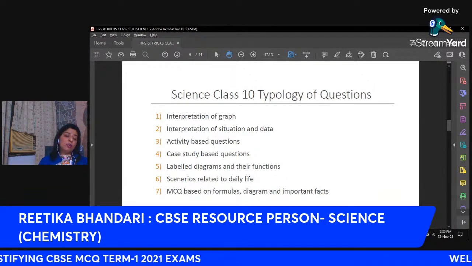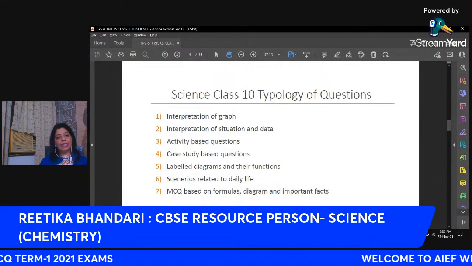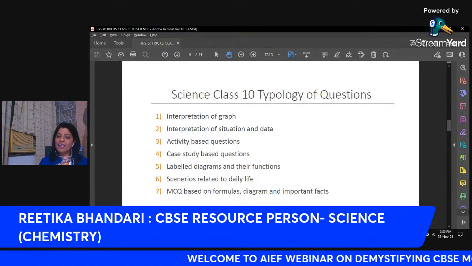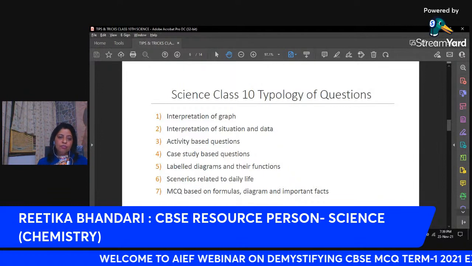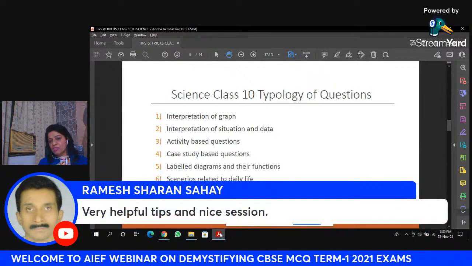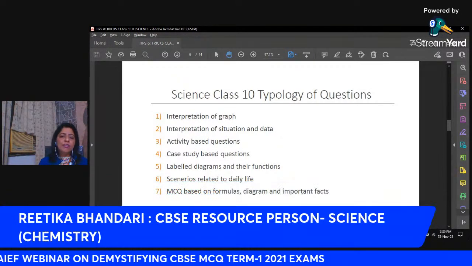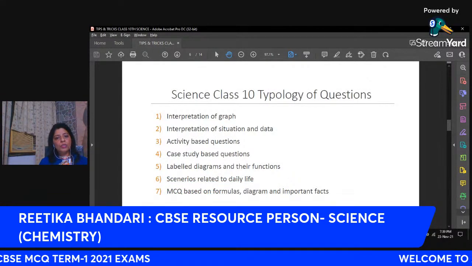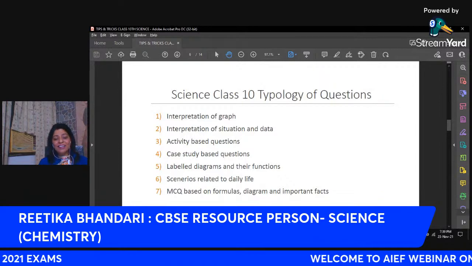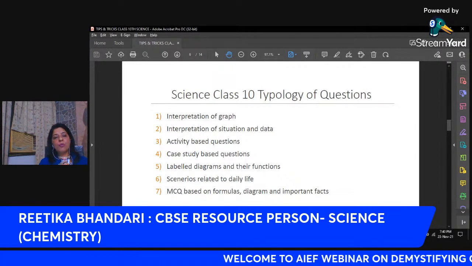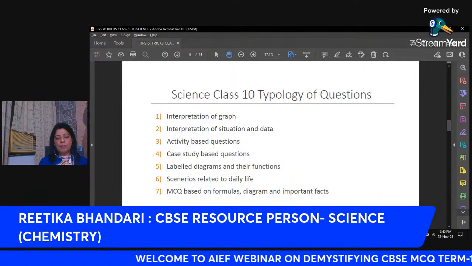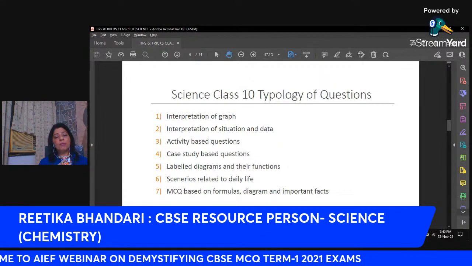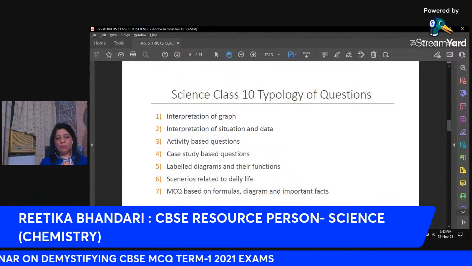So, activity-based questions. Science is full of experiments, and you have lots and lots of activities in your NCERT books. My suggestion for all of you, in chemistry, physics or biology, is to go through whatever activities have been given in your NCERT book thoroughly. Understand what the observations are, maybe a color change, maybe some gases coming out, whatever changes there are, keep a record of that, because that's really going to help you out.